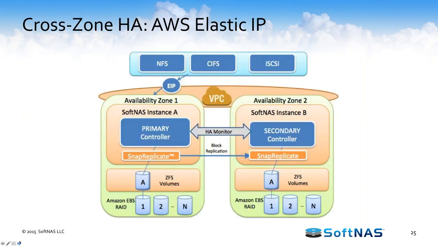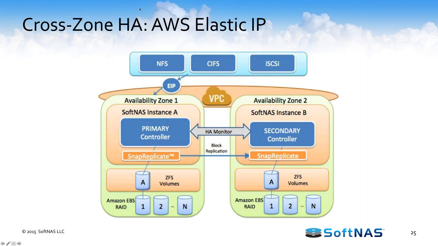So we have two methods of deploying our cross-zone high availability here at SoftNAS. The first is to leverage elastic IPs, where you have two separate controllers, each in their own availability zone. They're placed in the public subnet, and we assign each node an EIP, or elastic IP address. We use a third elastic IP address as our VIP, or virtual interface. You configure SnapReplicate between the two instances, which will provide you the underlying block replication.